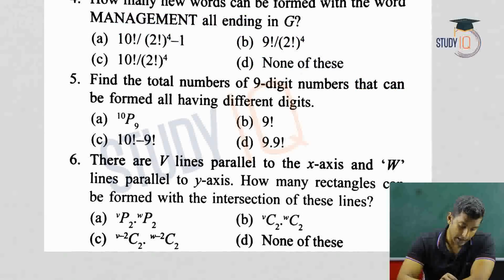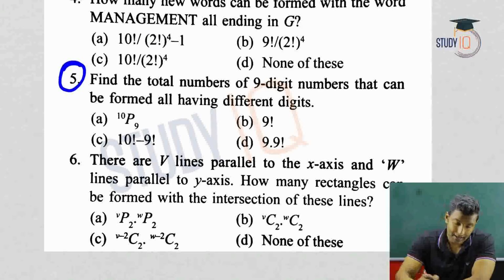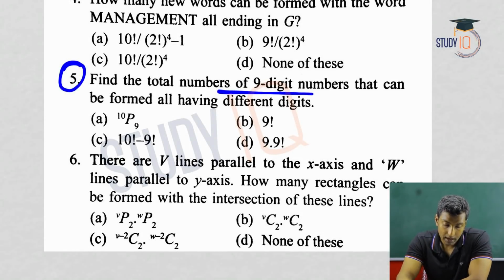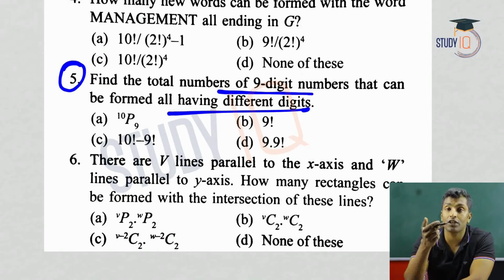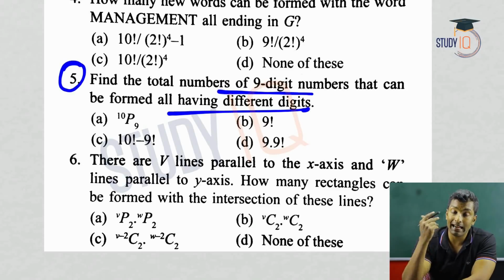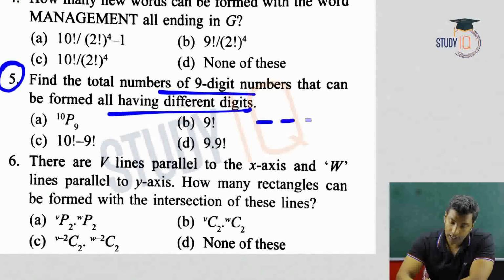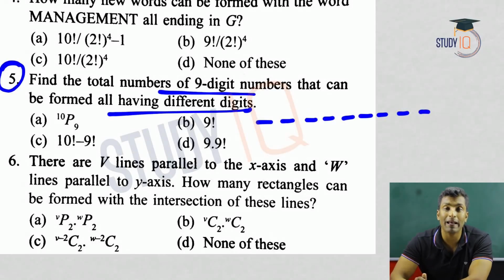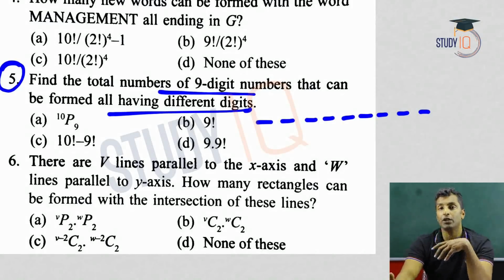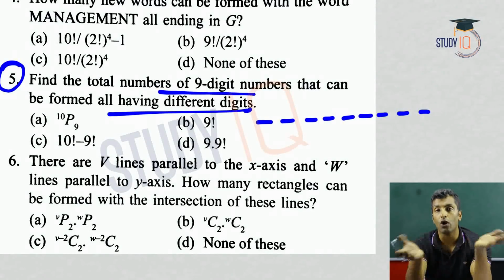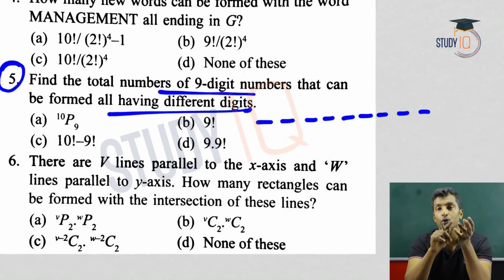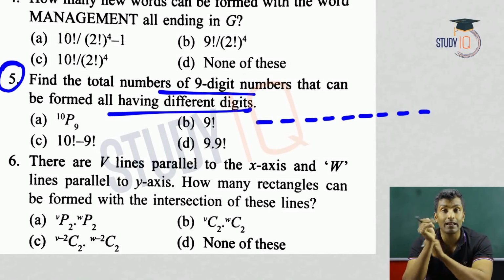Okay, what about this answer for this question? This is the easiest, right? So find the total number of 9-digit numbers that can be formed, all having different digits. So all having different digits means repetition is not allowed. Okay, now what we need, 9-digit numbers. 1, 2, 3, 4, 5, 6, 7, 8, 9 places you need to fill. All must be different digits. Now you are not given which digits you need to use. That means you can take all the digits which are available, 0, 1, 2, 3 up to 9, right? So you have 10 digits.